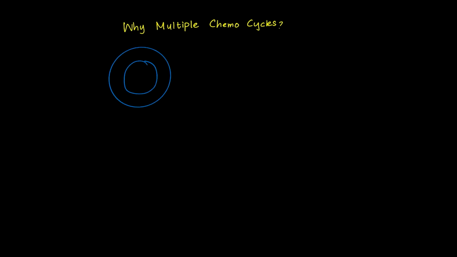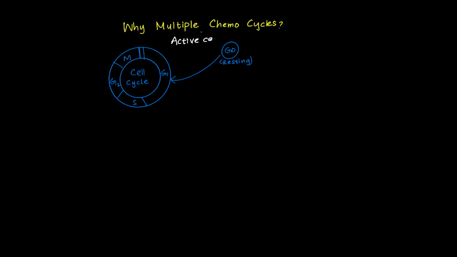Why does chemotherapy require multiple cycles? The patient thinks one big blast should wipe out everything. The biological answer is the G0 resting phase. Not all cancer cells are dividing at the same time. Some are actively cranking through the cell cycle, G1, S phase, G2, mitosis. And those are the ones chemotherapy kills.